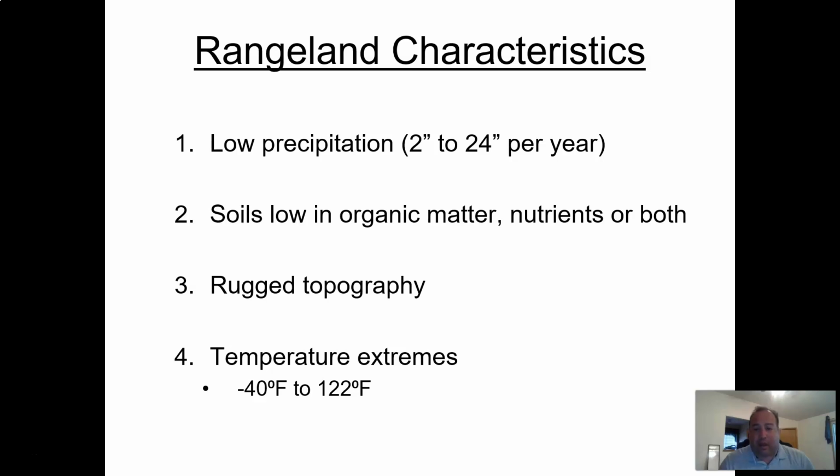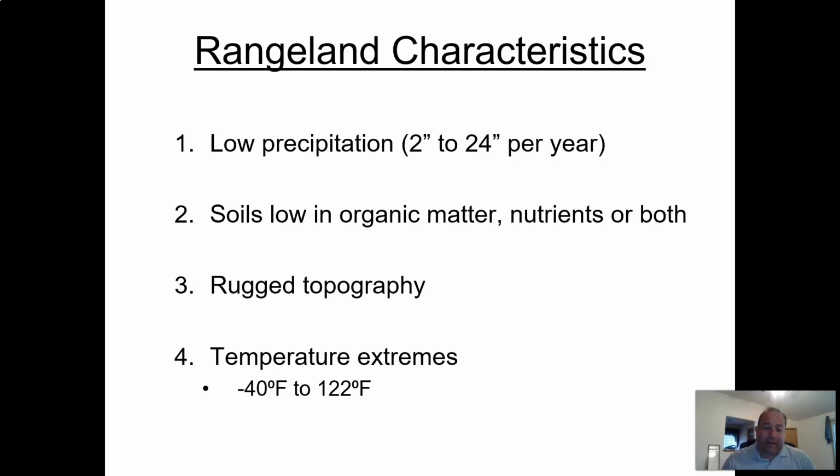Usually the soils will be low in organic matter, nutrients, or both. Organic matter, remember, is that top layer of the soils where you're getting a lot of material falling down and then working its way into becoming soil. And so usually in these areas you have less organic matter because you don't have as much up above to become organic matter. And then if you have less organic matter, you're more than likely going to have less nutrients. Usually these areas have rugged topography, and I think that plays a lot into the idea of why these areas struggle with water retention.